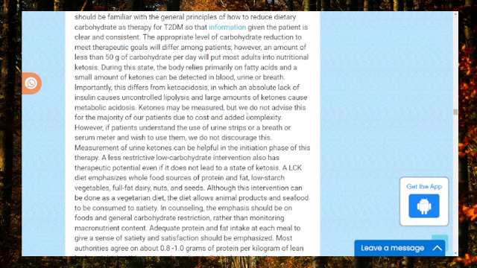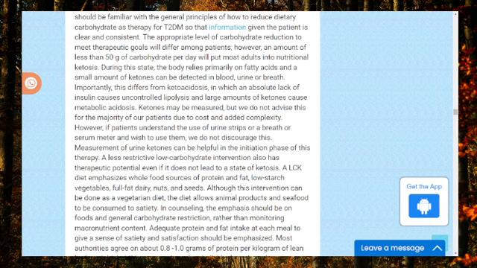Ketones may be measured, but we do not advise this for the majority of our patients due to costs and added complexity. However, if patients understand the use of urine strips or a breath or serum meter and wish to use them, we do not discourage this. Measurement of urine ketones can be helpful in the initiation phase of this therapy. A less restrictive low carbohydrate intervention also has therapeutic potential, even if it does not lead to a state of ketosis.